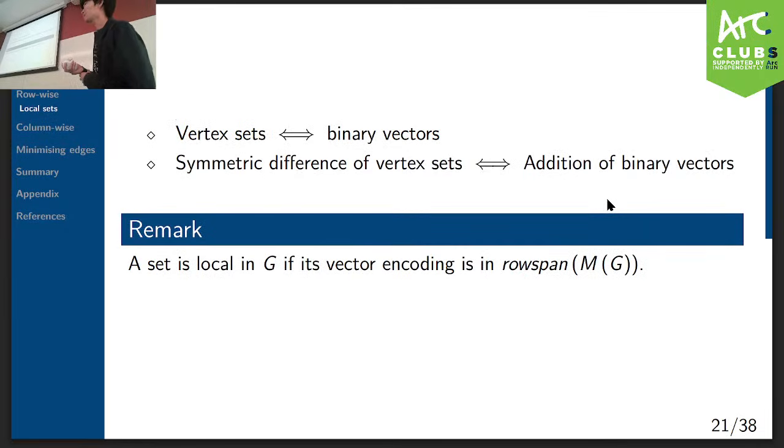This remark is true because the rows of the graphic presentation are exactly the closed neighborhoods. The sums of these rows are going to be in the row span, but the sums of these rows are exactly the symmetric differences, which is what's defined by the local set function. And so this would be a local set.